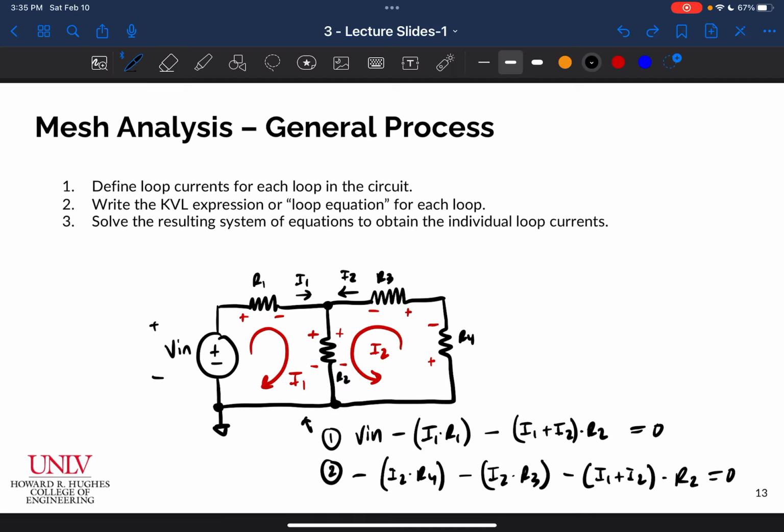and then go ahead and write the KVL expression for both loops, or however many loops there are. It could be up to as many loops as you want. And then you go ahead and solve the system of equations. And once you solve the system of equations, you will know all of the currents in your circuit.